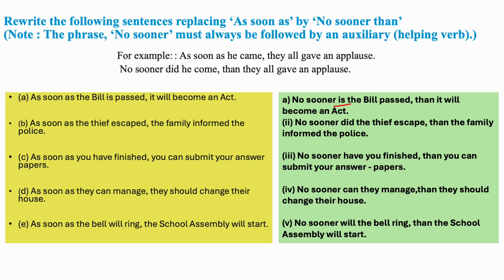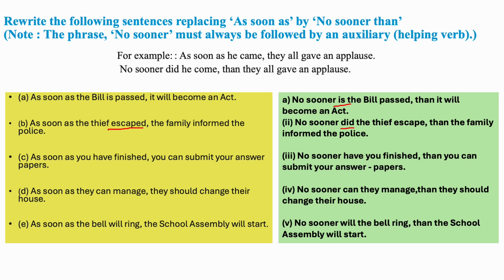Second one. Here we have the verb in simple past, and we don't have an auxiliary verb. As soon as the thief escaped, the family informed the police. So we don't have the auxiliary verb in the first part of the sentence. So what will we do? We will add in the do form. The past tense of do is did. So we are adding in no sooner, then did the thief escape, than the family informed the police.